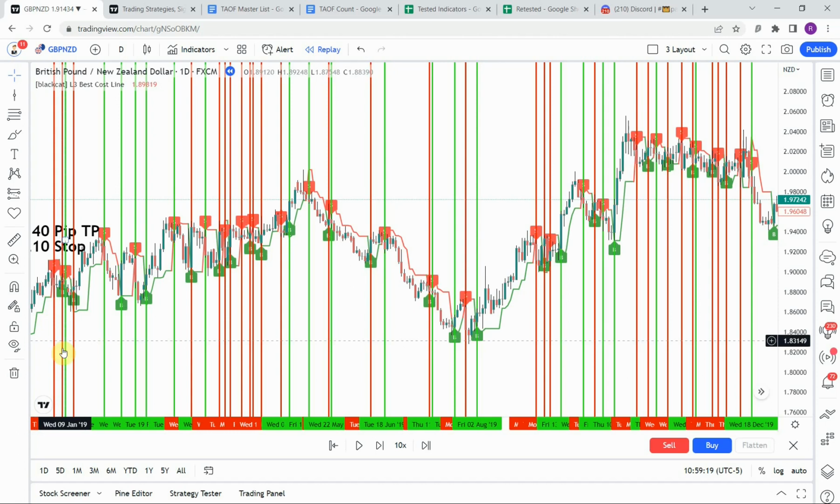So 1, 2, 3, 4, 5, all the way up to 49, and 50. Wow, 50 trades within one year's time. That is quite a few trades.